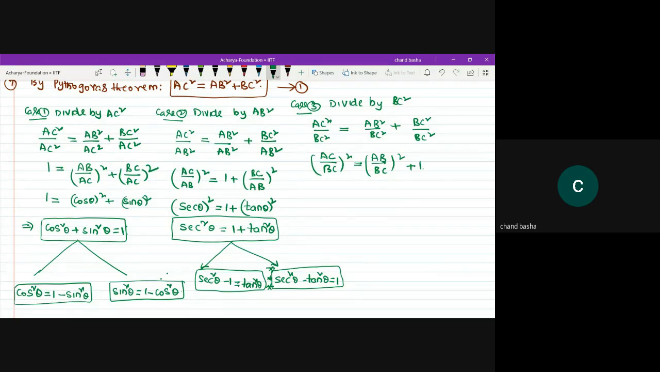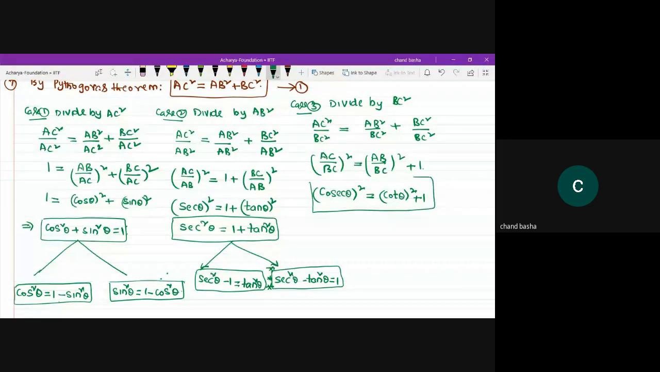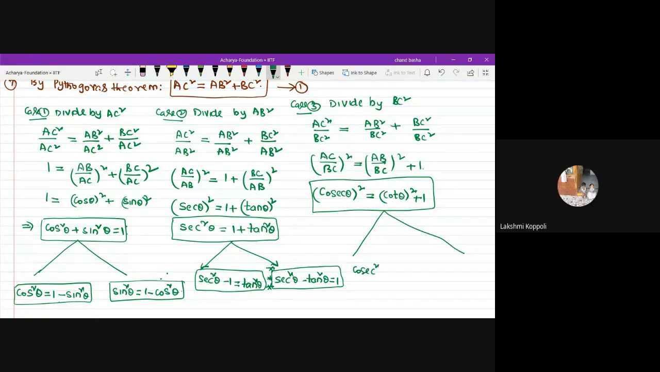What is meant by AC by BC? Is it cosec? Cosecant square theta is equal to AB divided by BC, which is cot square theta, plus 1. This is the next identity. Even here we can deduce two of the following. The first one, cosecant square theta minus cot square theta is equal to 1. The next one, cot square theta is equal to cosecant square theta minus 1.